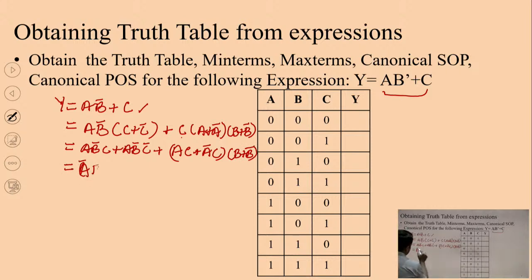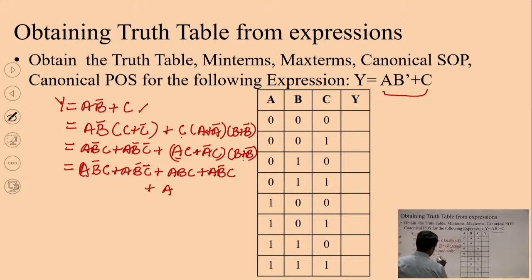So this thing I am repeating: it is A B bar C plus A B bar C bar, plus this AC into B, that means ABC, then this AC into B bar, A B bar C, then this A bar C into B, and AC into B bar, it will be A B bar C, and the last term A bar C into B bar, A bar B bar C. Okay, so this is the expression.